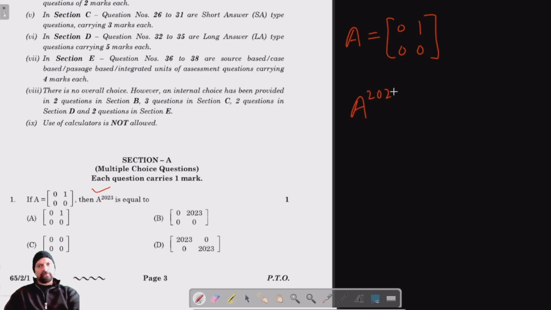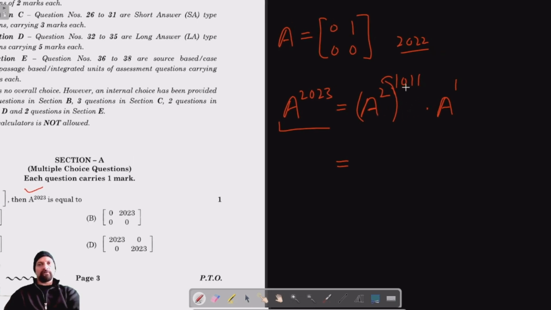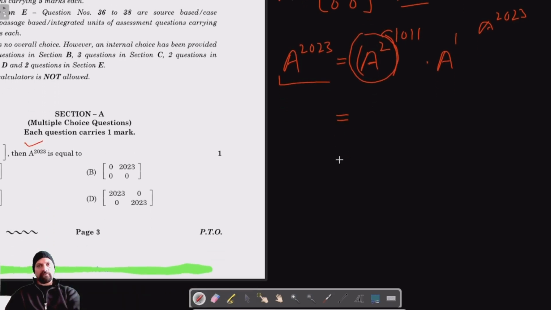Now A raised to power 2023, I can write it as A squared into its 1011. So this will give us A to the 2022, and we are left with one matrix A, so I can add it here. So I can write A raised to power 2023 as A squared raised to power 1011 into A, because A squared raised to power 1011 will give us A to the 2022, and into A will give us A raised to power 2023. Okay, now let's calculate the value of A squared.